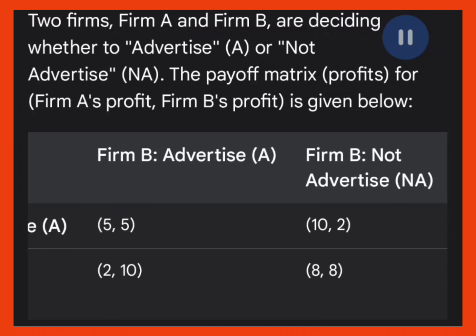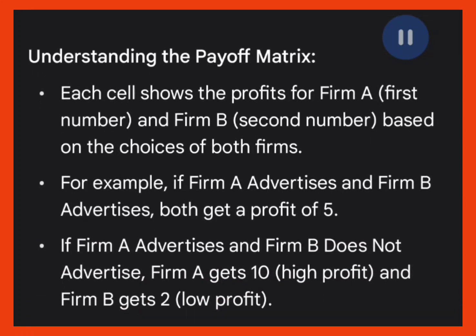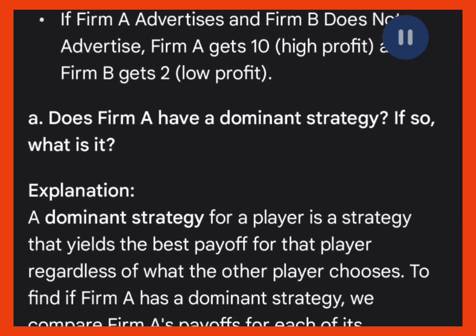2, 10; 8, 8. Understanding the payoff matrix, each cell shows the profits for Firm A, first number, and Firm B, second number, based on the choices of both firms. For example, if Firm A advertises and Firm B advertises, both get a profit of 5. If Firm A advertises and Firm B does not advertise, Firm A gets 10, high profit, and Firm B gets 2, low profit.